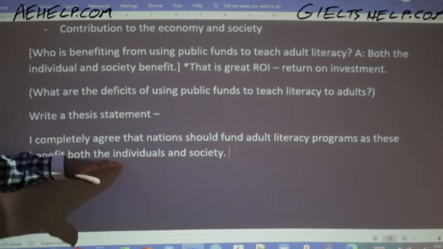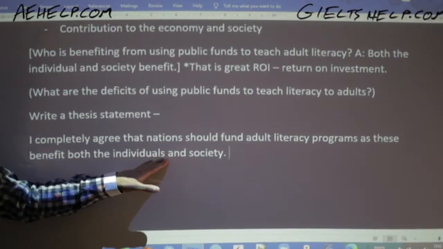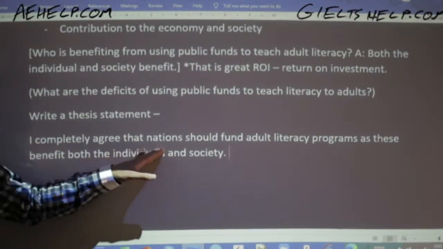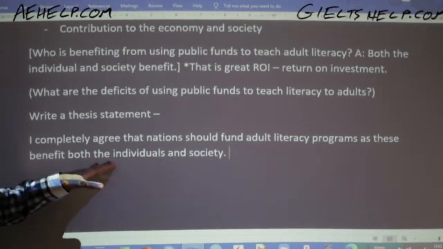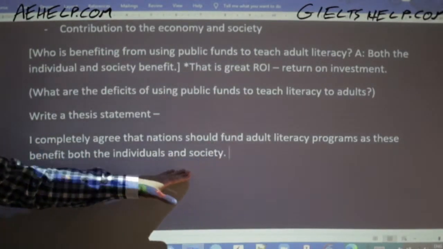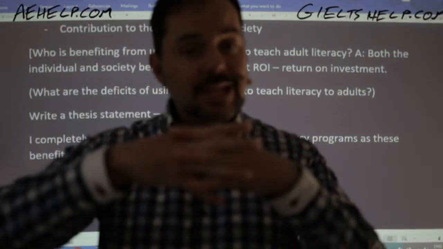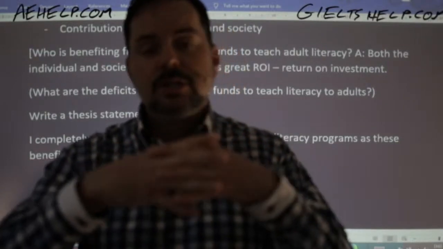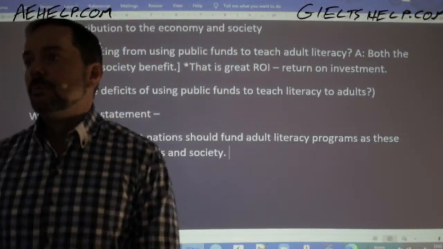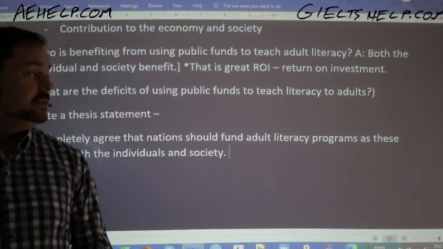I can tell right away that we have a body paragraph coming up, which will focus on benefiting the individual. And we will have another body paragraph that will focus on benefiting society. There's going to be very good interlinking, very strong cohesion between these ideas. And that will make a great essay.